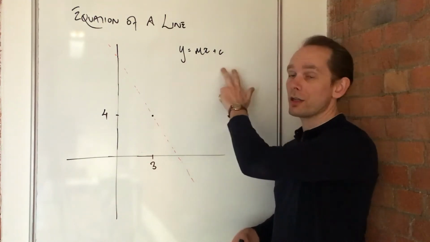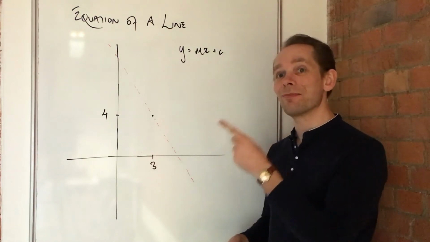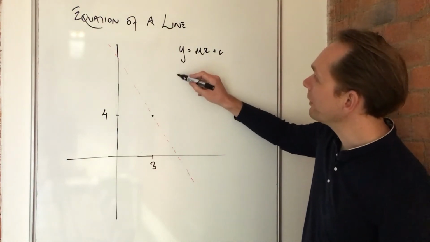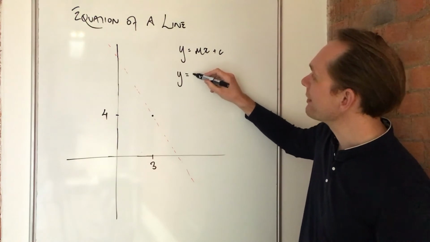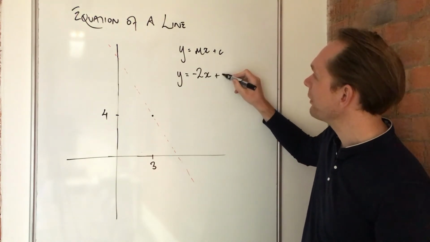We've got our general equation of the line. We know the gradient is -2, so we're going to put that in. First step, substitute the gradient. Y equals -2x plus c.